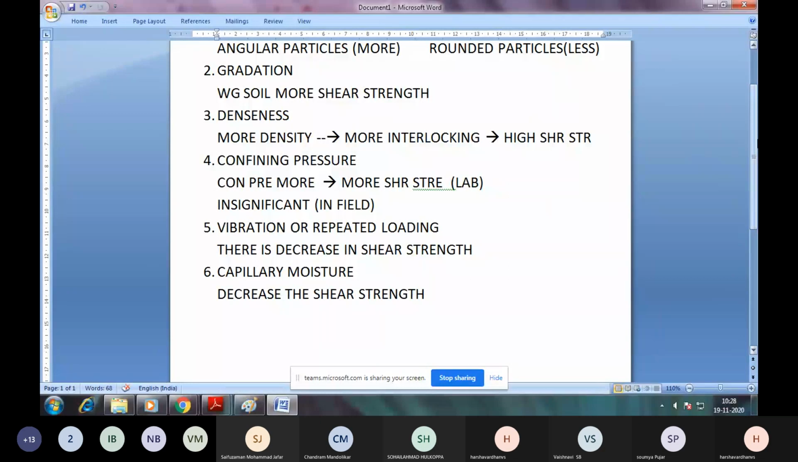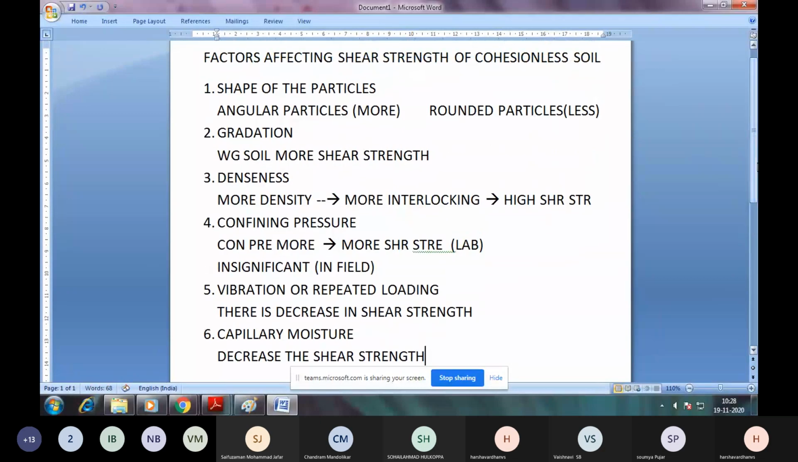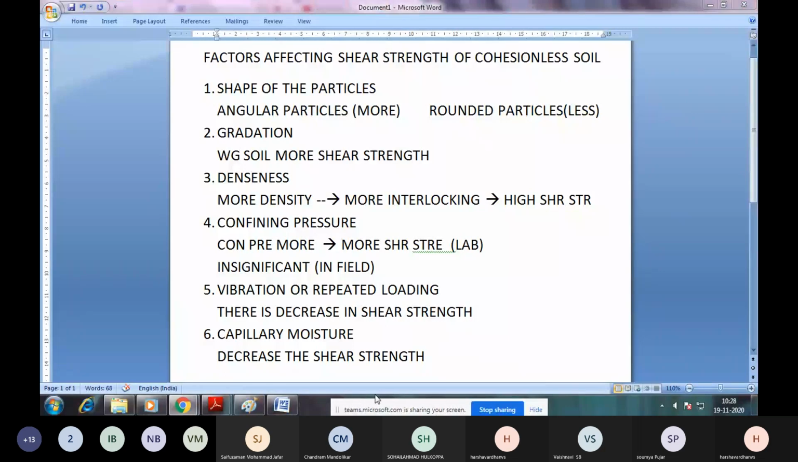So these are the factors affecting shear strength of cohesionless soil: shape of the particles, gradation, density, confining pressure, vibration or repeated loading, and finally the capillary pressure, the capillary moisture.